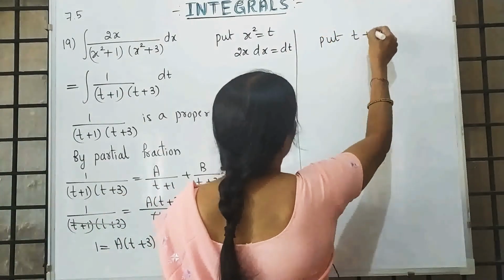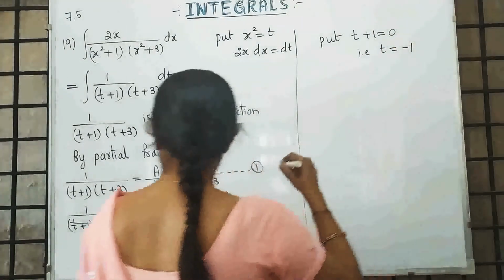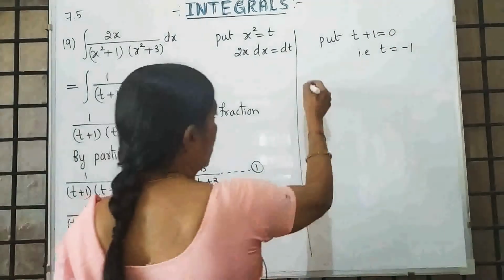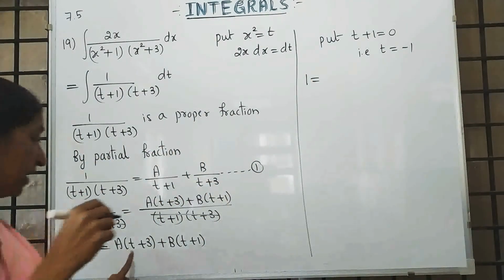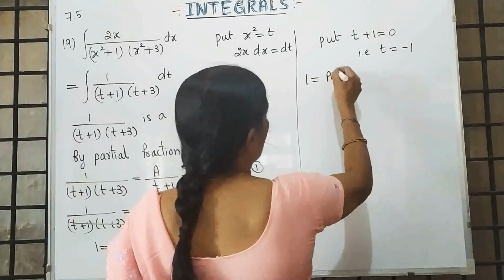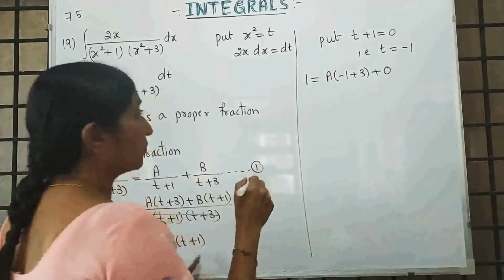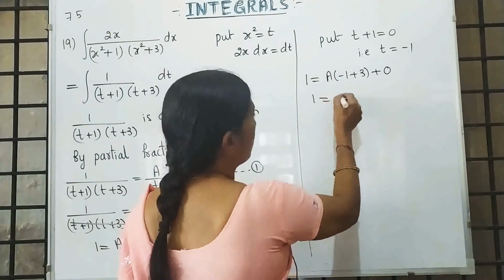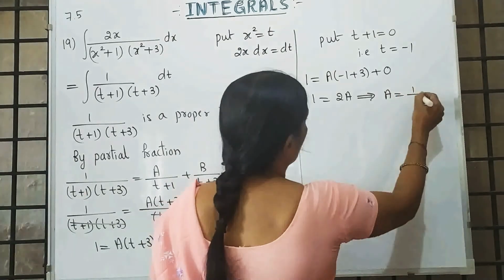Put t plus 1 is equal to 0. That is t is equal to minus 1 on both the sides. On the right side, the left side doesn't have a t. 1 is equal to a into minus 1 plus 3, and b becomes 0 because minus 1 plus 1. 1 is equal to 2a implies a is equal to 1 by 2.